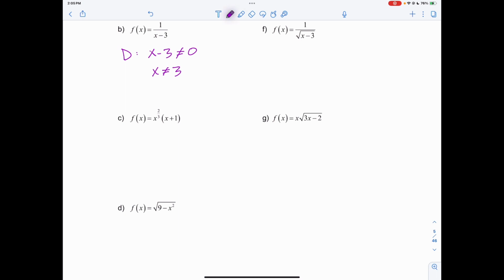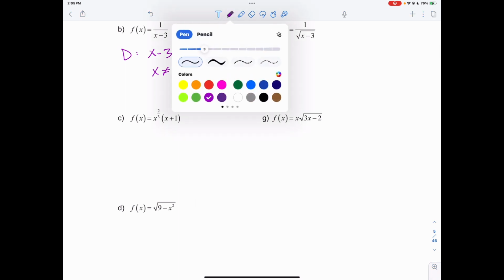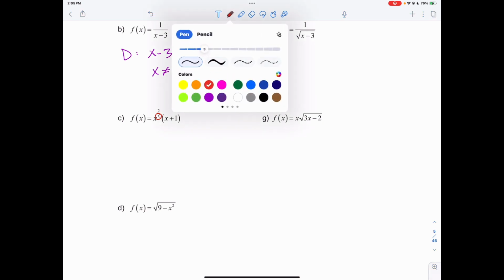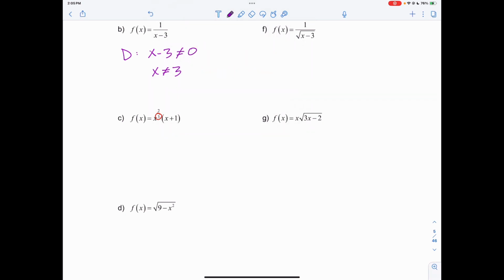When I get to example C, we can see this rational exponent, which means that this would be a radical function, but because the denominator is 3, which means the index would be a 3, I can take positive and negative cube roots. I just can't take positive and negative square roots and fourth roots and sixth roots. So in this case, I am going to have a domain of x is an element of the real numbers.